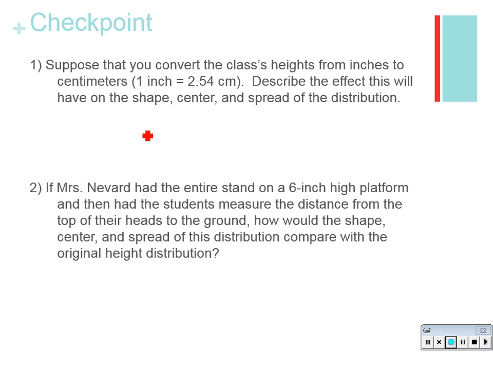So to take a look at number 1, the question says, suppose that you convert the class heights from inches to centimeters, and here's the conversion for that. 1 inch equals 2.54 centimeters. Describe the effects this will have on the shape, center, and spread of the distribution.